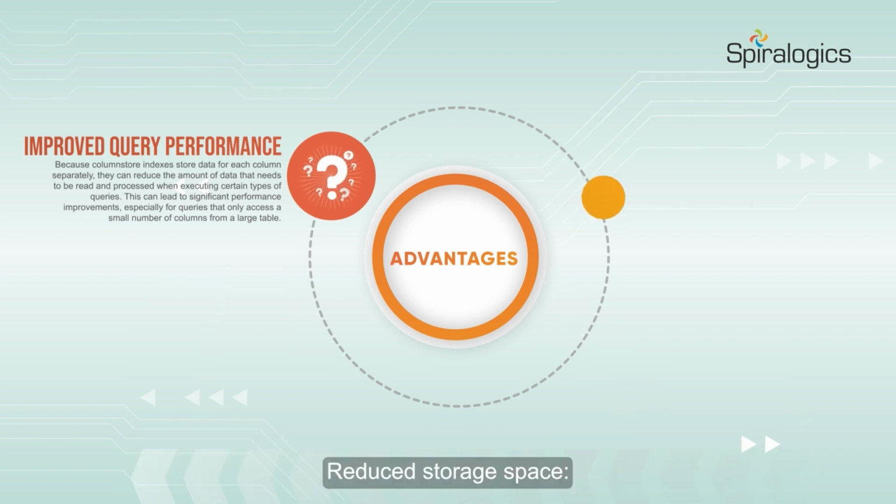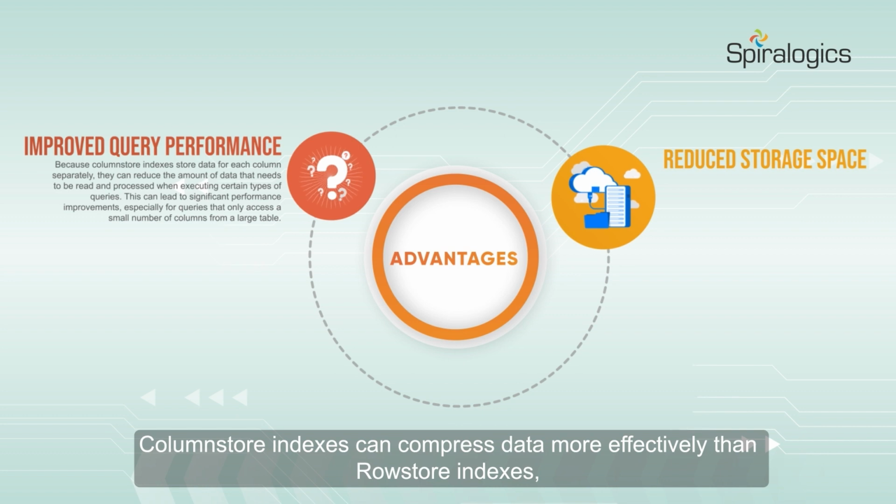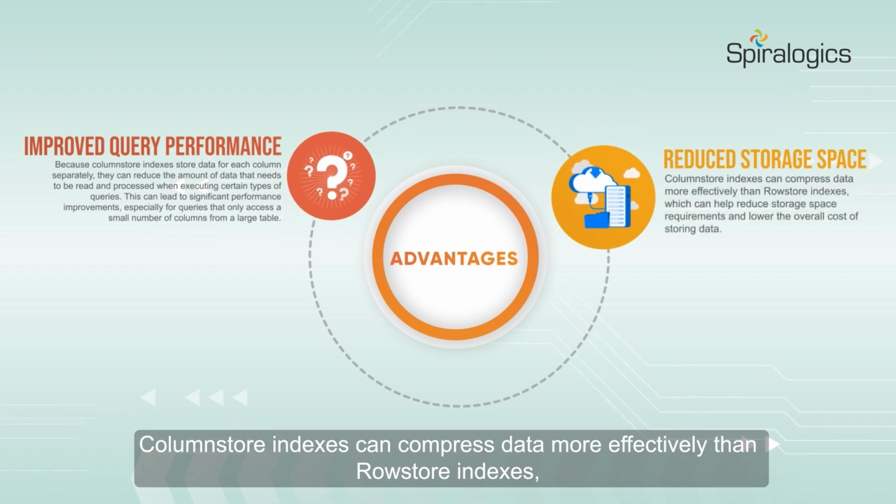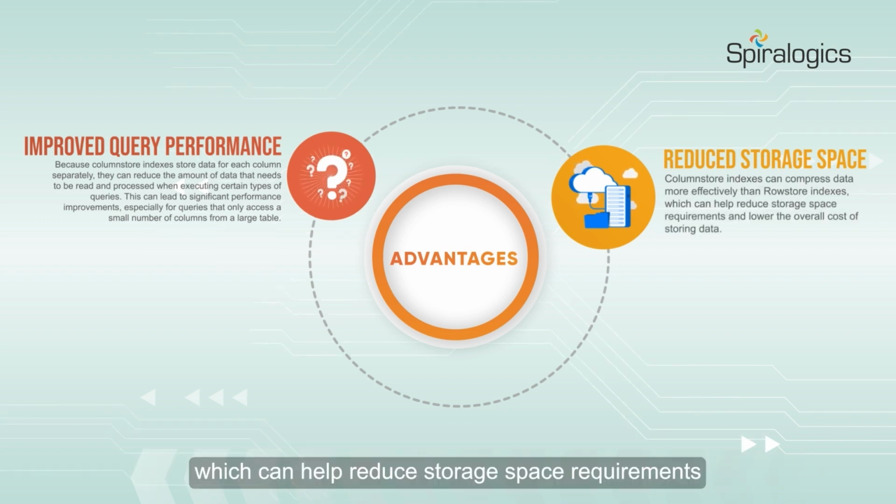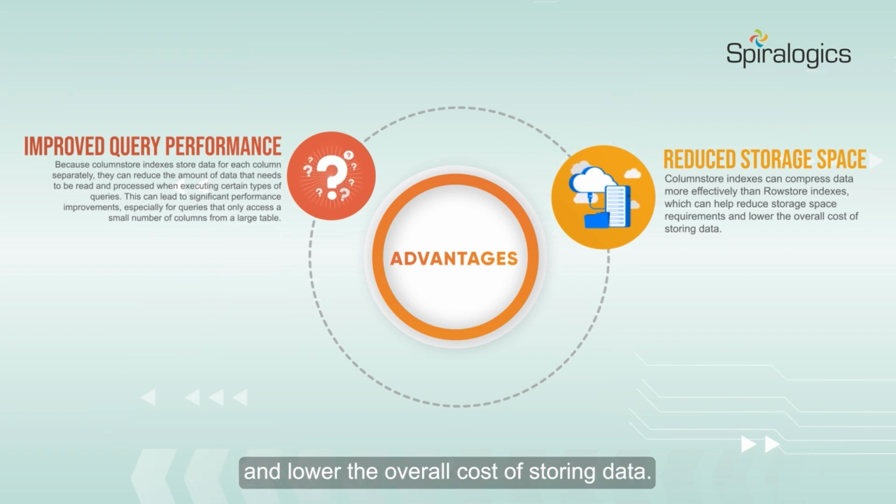Reduced storage space. Column store indexes can compress data more effectively than row store indexes, which can help reduce storage space requirements and lower the overall cost of storing data.